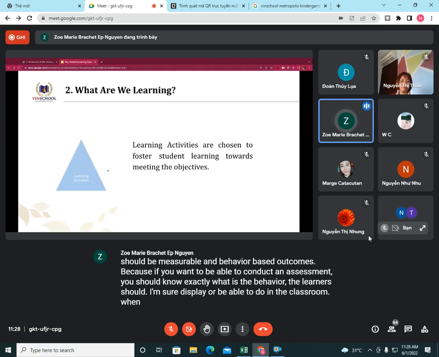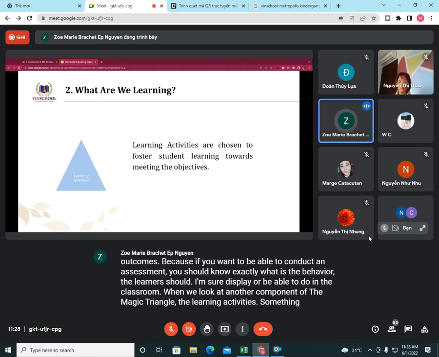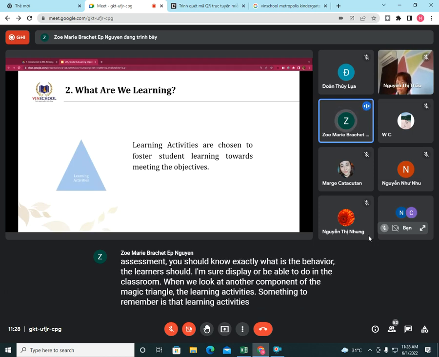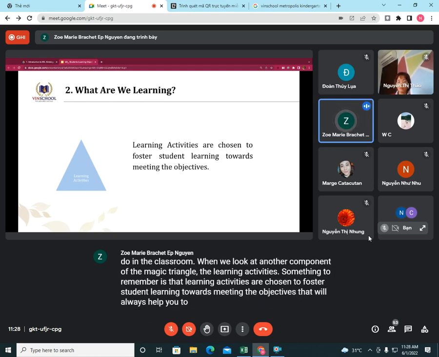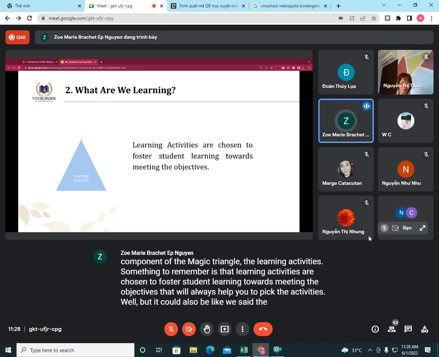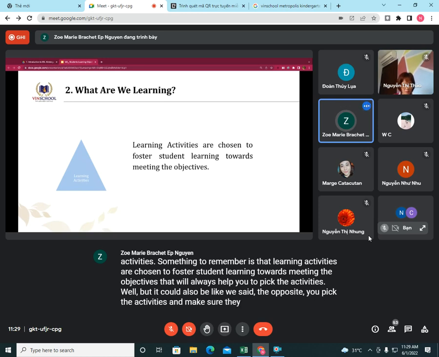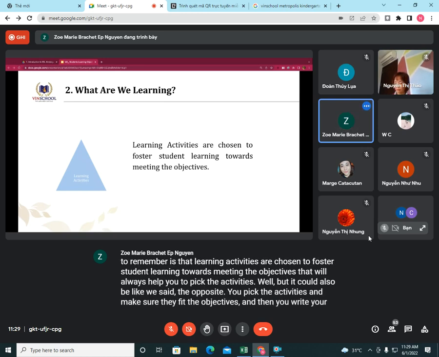When we look at another component of the magic triangle, the learning activities, something to remember is that learning activities are chosen to foster student learning towards meeting the objectives. That will always help you to pick the activities well, but it could also be, like we said, the opposite. You pick the activities and make sure they fit the objectives, and then you write your objective.